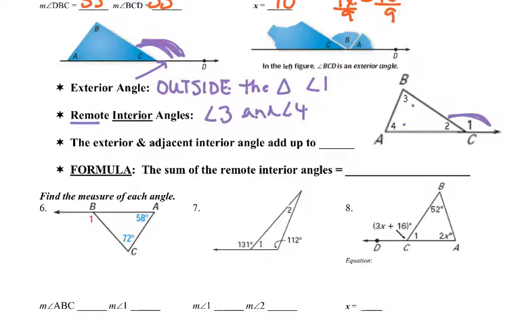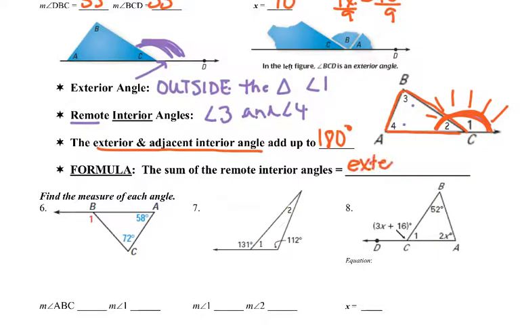Now we've got several relationships in this picture. So we know that angle 2 plus angle 3 plus angle 4 is going to add up to 180 because it makes a triangle. The exterior and adjacent interior angle, that's these two. Well, we've been seeing this for a long time. That's one of our supplements. They're going to make a straight line. They're going to add up to 180. And then we're going to show you in a minute why this is true. The sum of the remote interior angles is always going to equal the exterior angle. Or in other words, in our picture here, angle 3 plus angle 4 is going to equal angle 1.